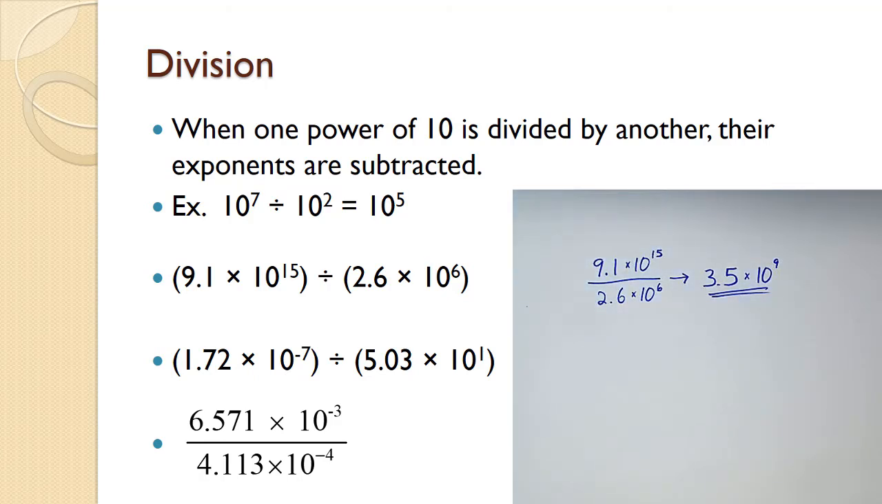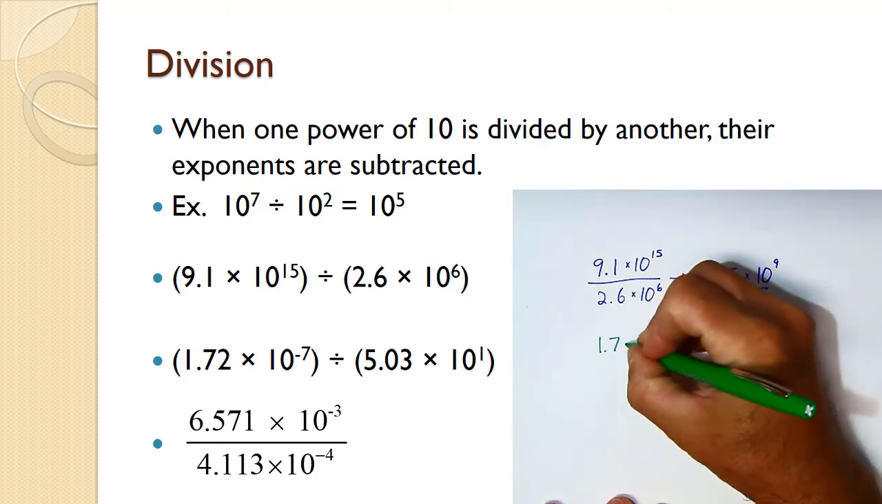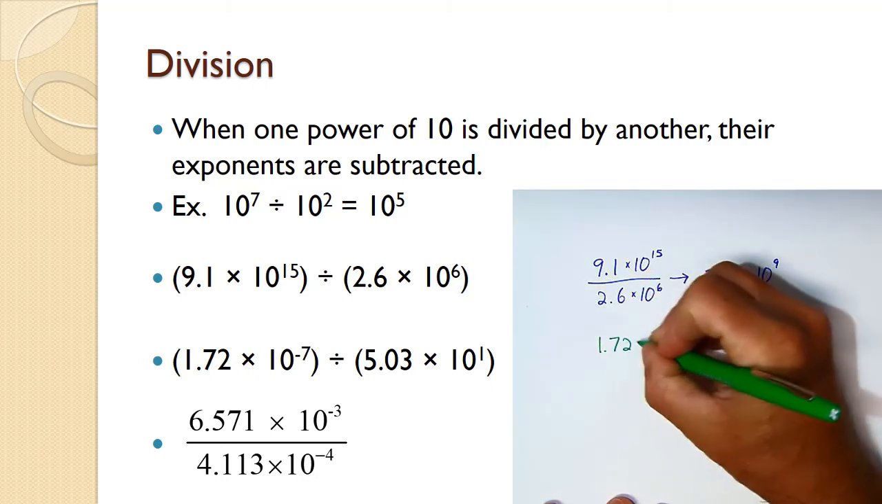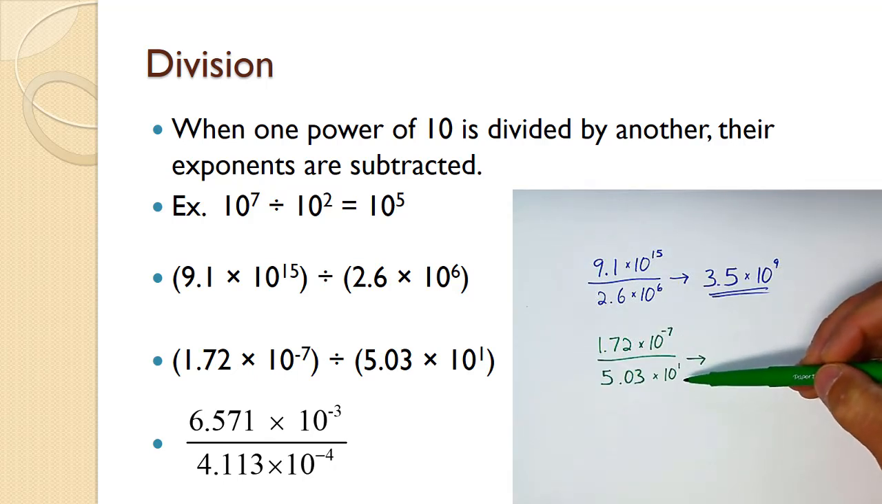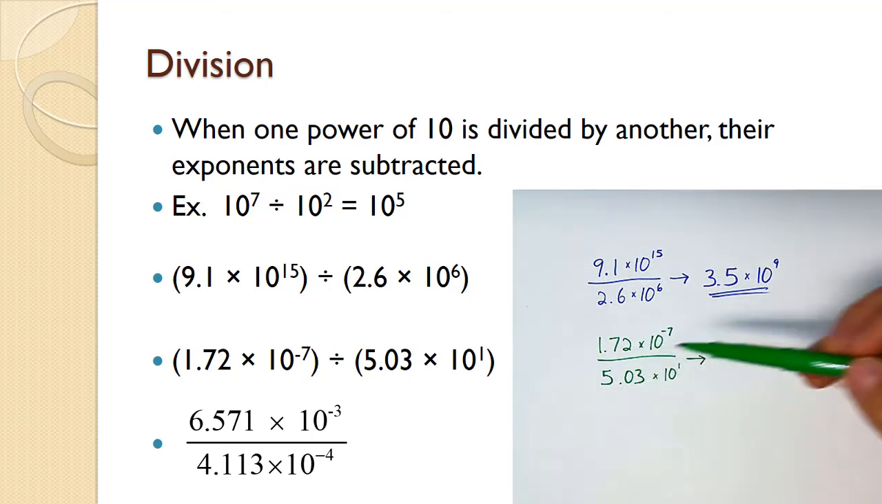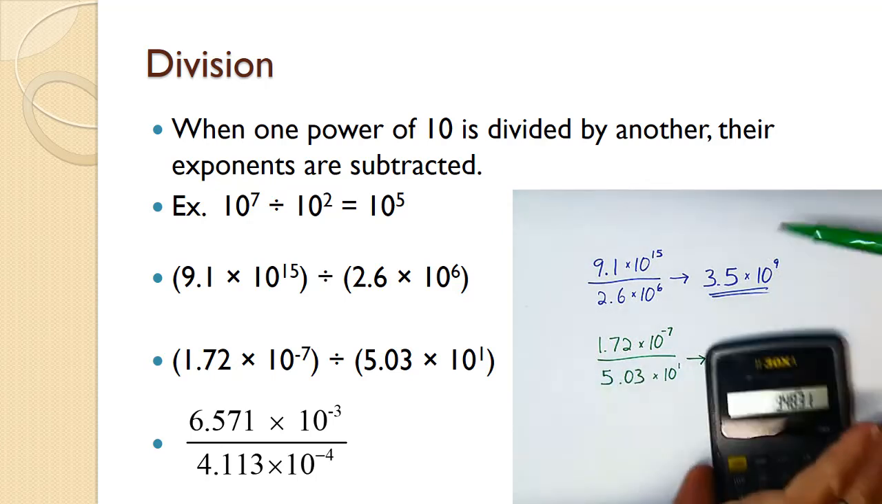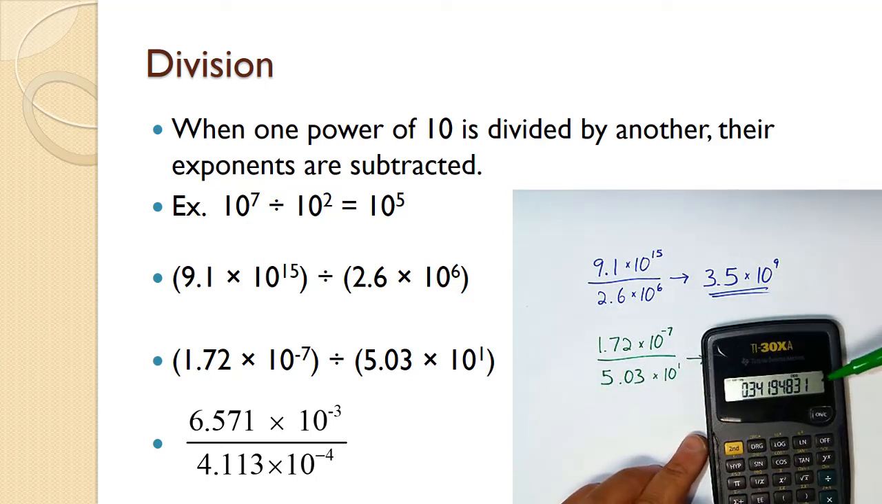Now, the thing that can happen though that we haven't really acknowledged is we can end up with some significant digit problems. In our next one, 1.72 times 10 to the negative 7th is going to be divided by 5.03 times 10 to the 1st. Well, when we divide those coefficients, we get a whole screen full of digits here. We get 0.341948.